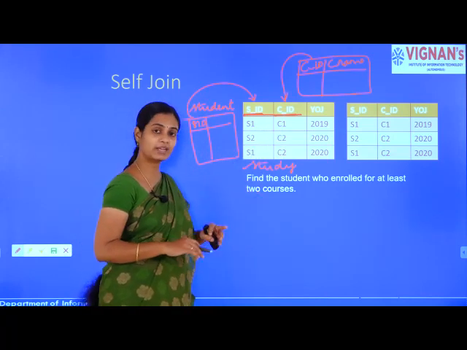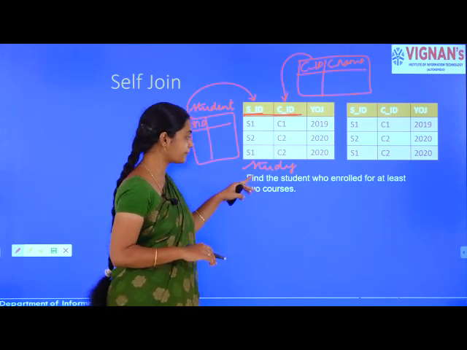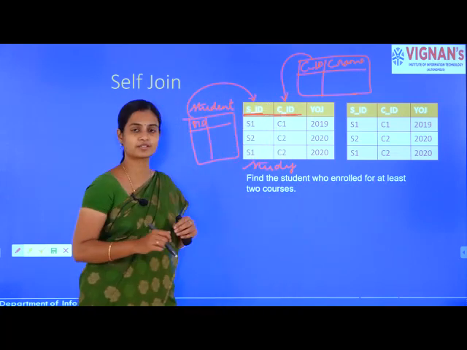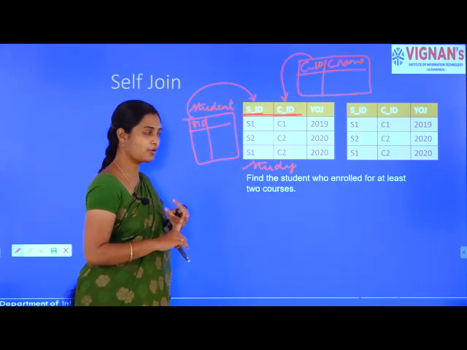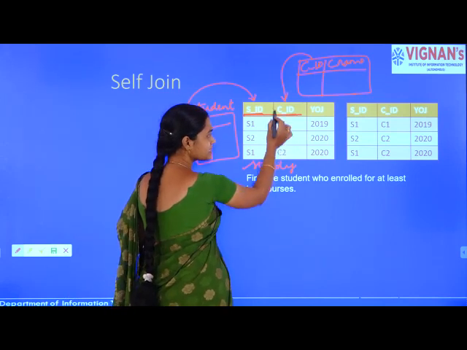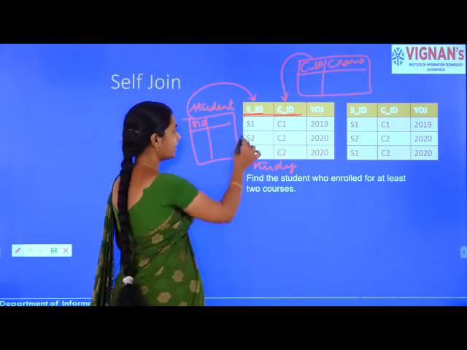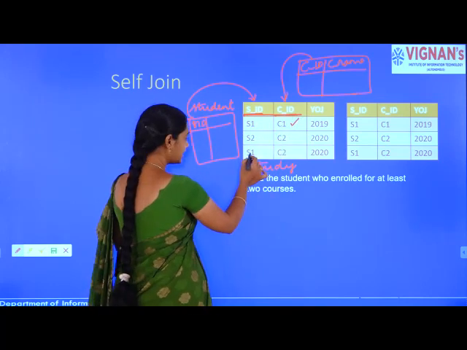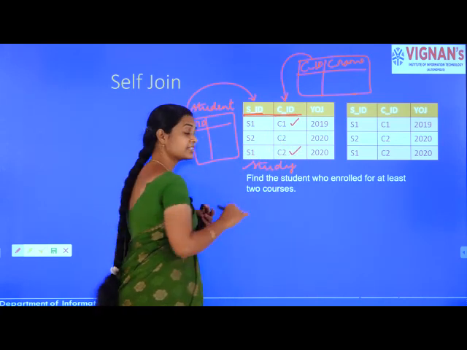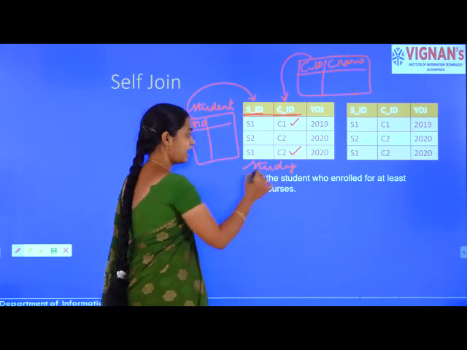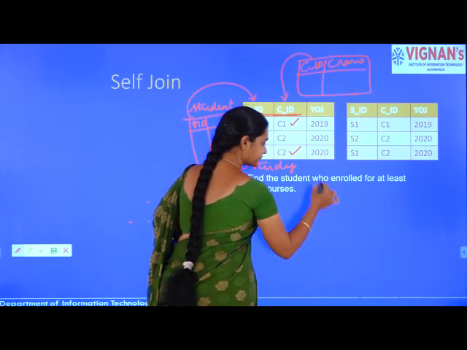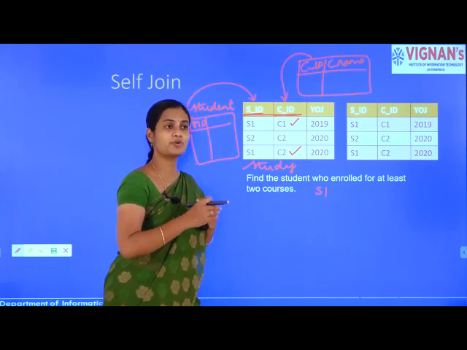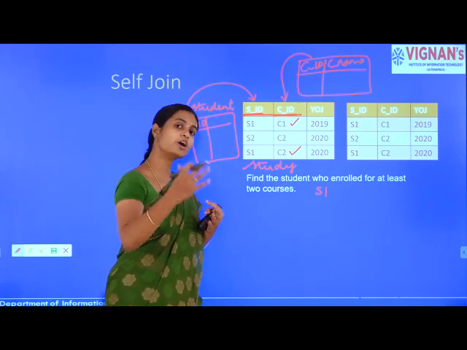But what is my query? My query is all about finding those students who are enrolled for at least 2 courses. Okay, so simply just by seeing this table, can you tell me? See here, S1 has enrolled for C1, S2 has enrolled for C2, and here S1 is enrolled for C2 again. Means only what should the answer be? S1, because what is at least 2 courses? Minimum of 2 courses, 2 or more than 2.